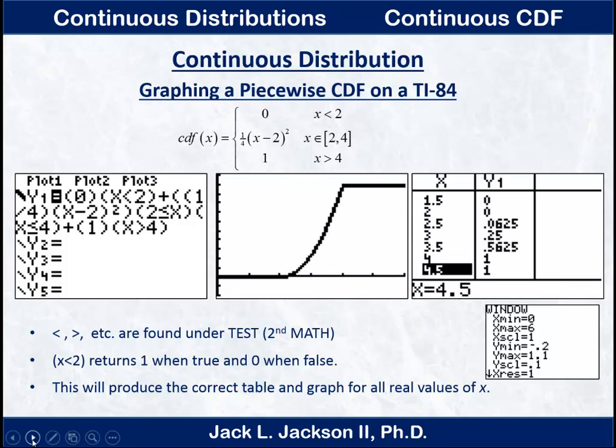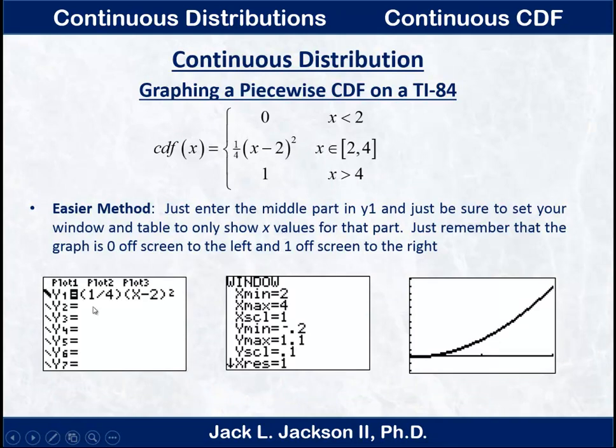So in fact, the easier method is just this. Just graph the middle part. Let y1 be the 1/4 times x minus 2 squared. But here's where you have to be careful. You have to be careful that you only graph from 2 to 4, because the way this is set up, it doesn't level off at 1 here off screen. It's actually going up when the real graph just levels off at 1 off screen. And this actually turns around and comes back up this way, or it's coming down on this side here for this formula. But that's not our PDF or CDF there.